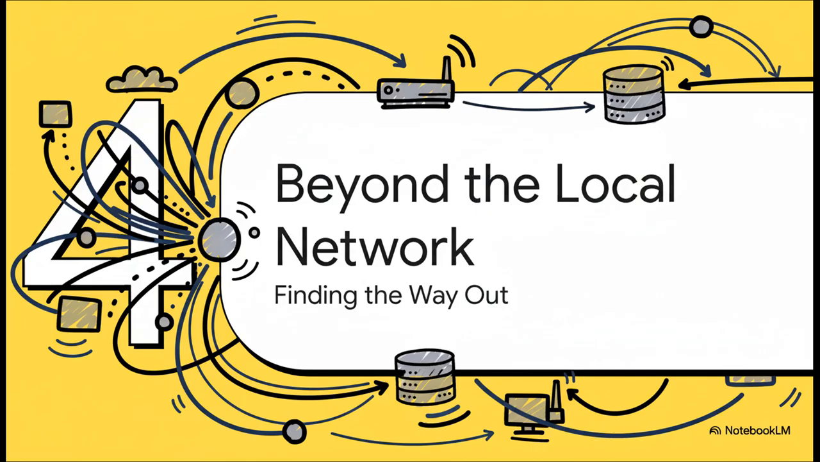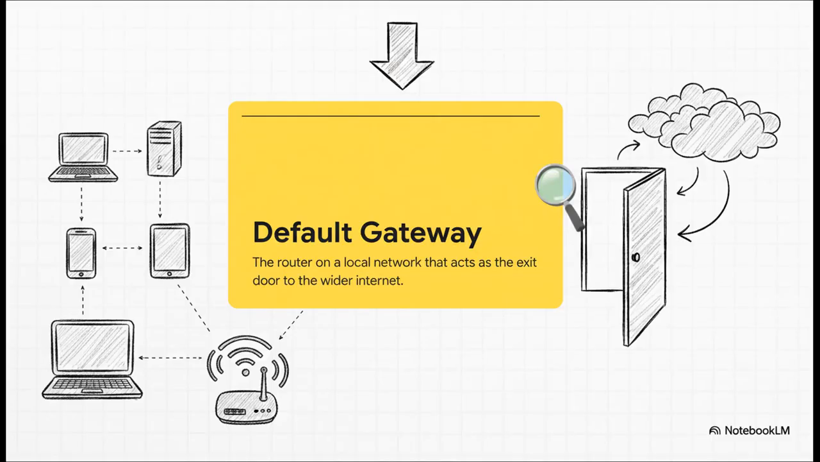Now, this is cool for finding devices in the same room, but what's really wild is that this exact same detective work is the fundamental key to how your computer finds its way to the entire internet. See, to get to the outside world, any device on your network needs to know where the exit door is. And in networking, we call that the default gateway. For pretty much all of us at home, that's our router. It is the one and only exit point for any traffic that needs to leave our local network.